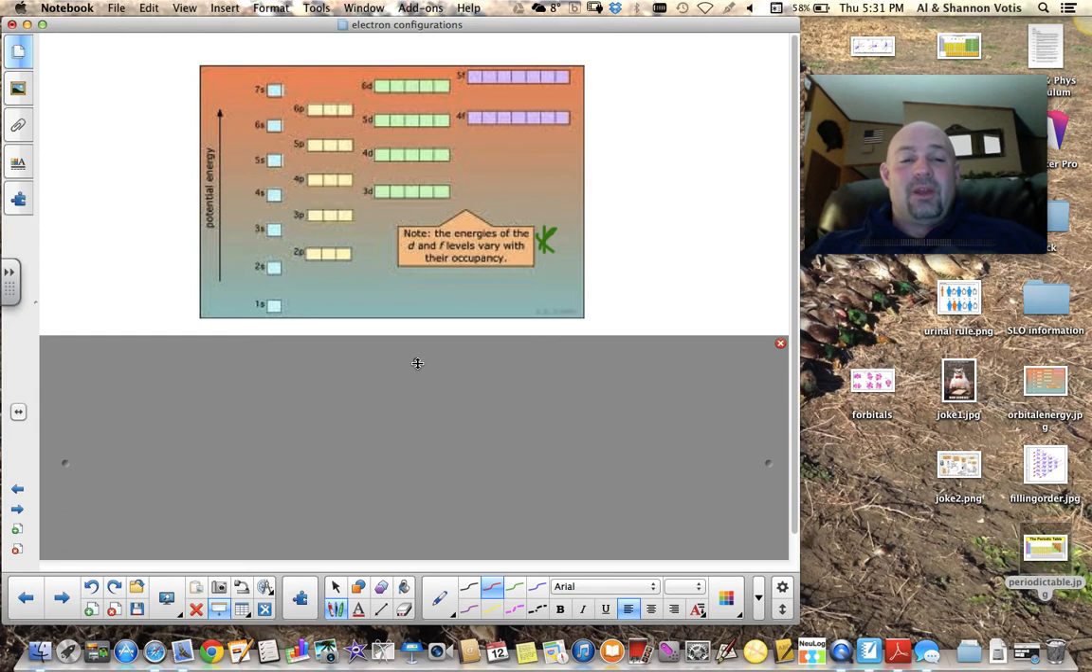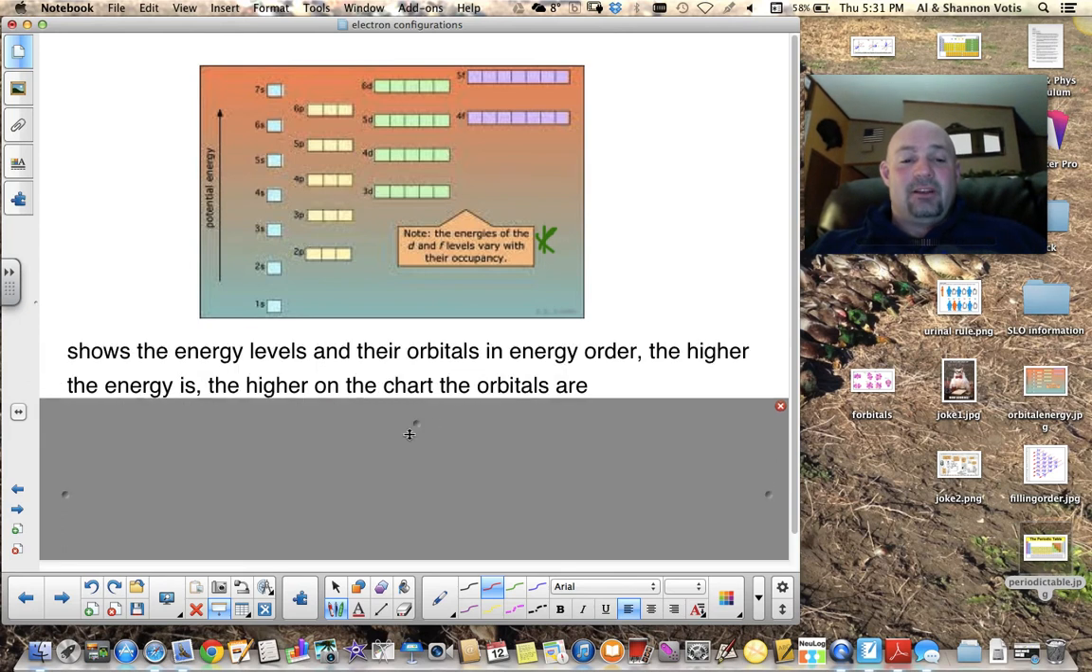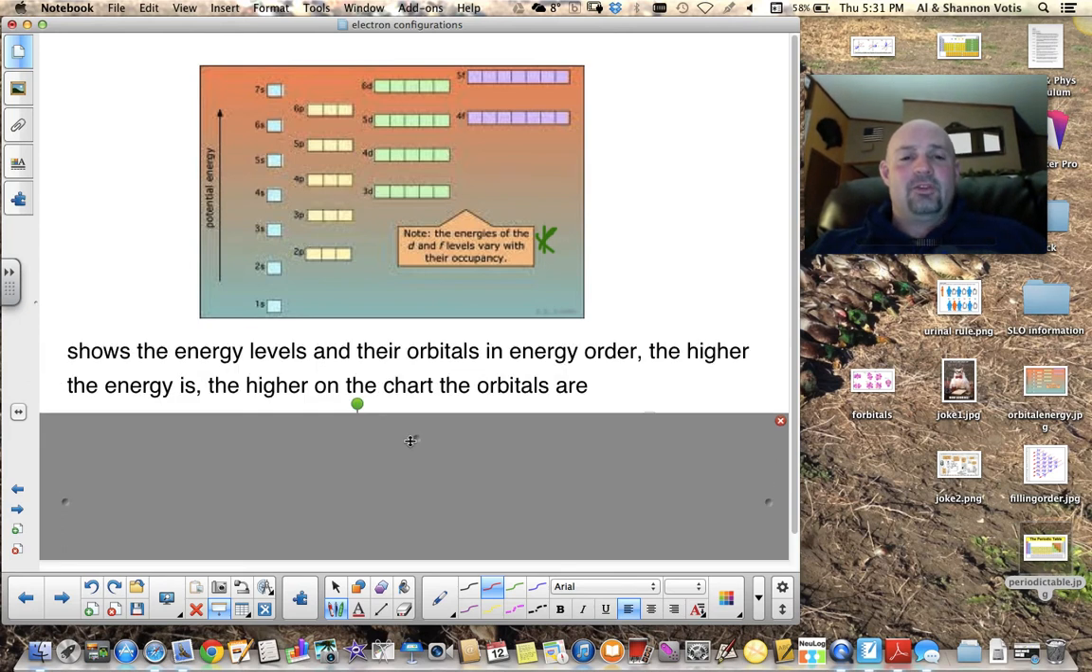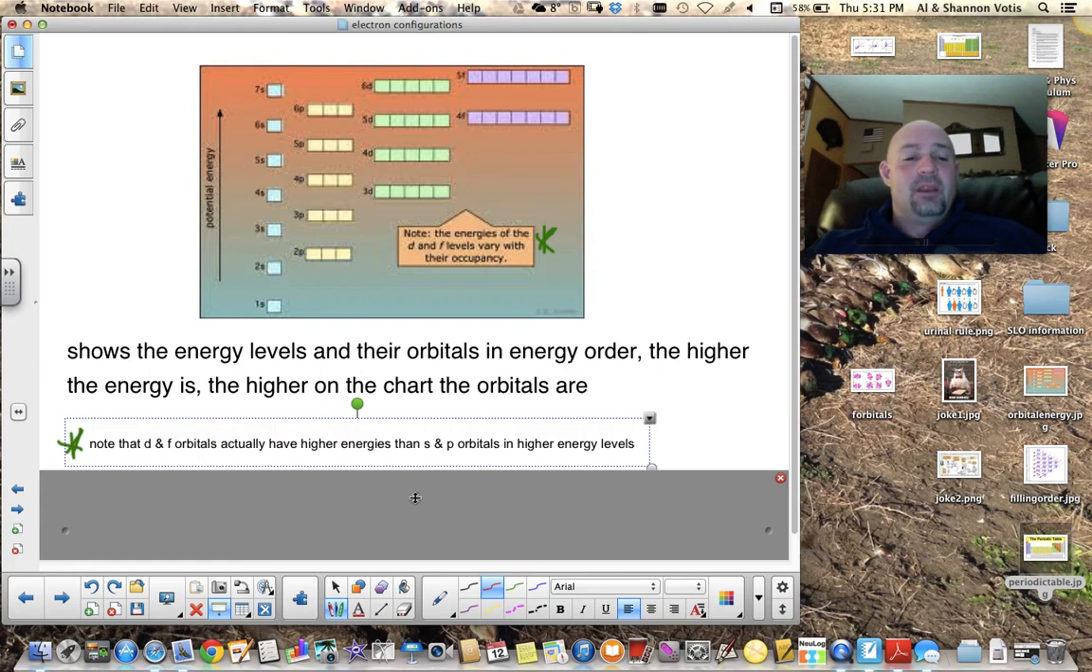But you don't have to memorize this chart. I have a little different way for you to be able to figure out what this filling order is going to be, what the lowest energy orbitals are. And so again, this is really showing us the energy levels in their energy level order. The higher the energy is, the higher up the chart it is.